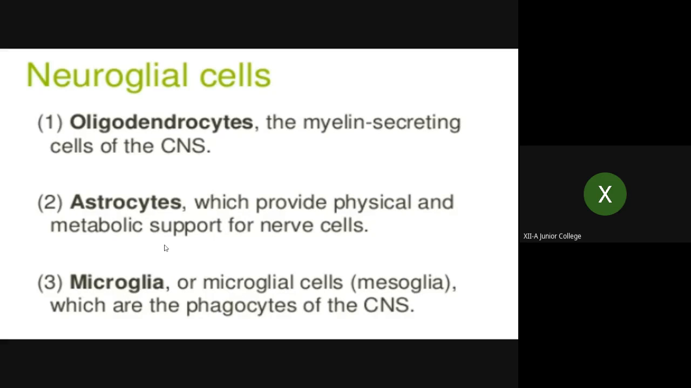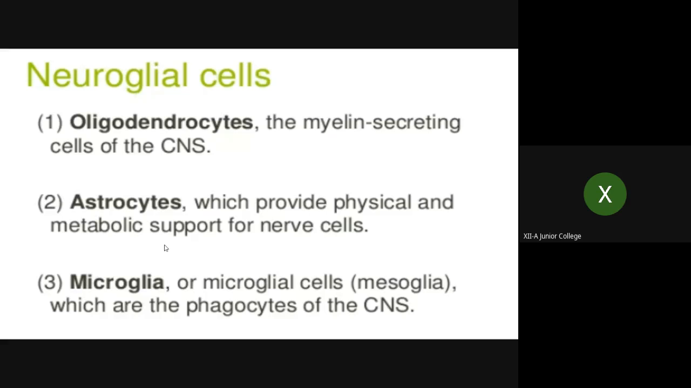Now there are different types of neuroglial cells. Some of these we will discuss here. Oligodendrocytes, as I showed you just now in the diagram, are myelin secreting cells of the central nervous system. Try to understand central nervous system. Okay. Then astrocytes, I will show you the diagrams also later. Astro is related to star, meaning star shaped cells. These provide physical and metabolic support to the nerve cells.